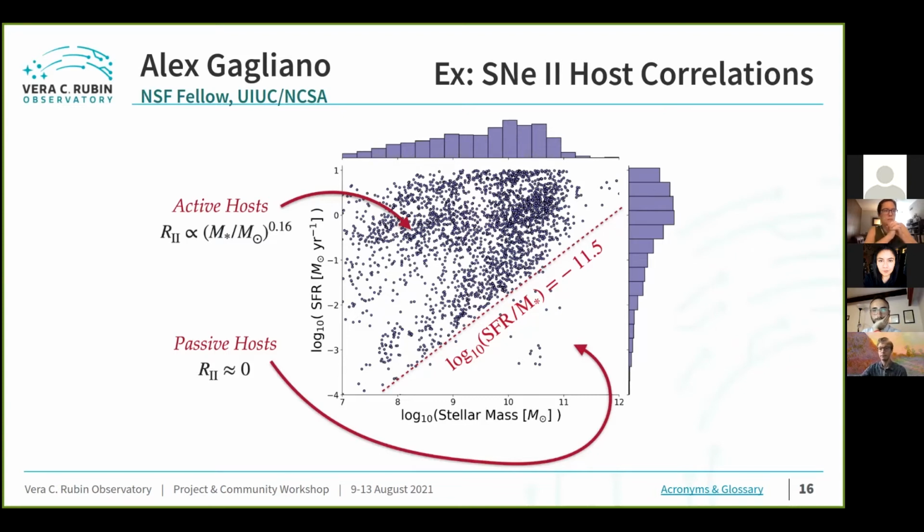Further, because type 2 supernovae are the explosions of massive short-lived stars, we place the vast majority of them in active hosts instead of passive ones, using a cut on specific star formation rate. This plot roughly matches the distribution of events simulated in Vincenzi et al. 2020, but because we use the DC2 synthetic catalog, our sample pushes out to lower stellar masses and lower star formation rates as well. Next slide, please.